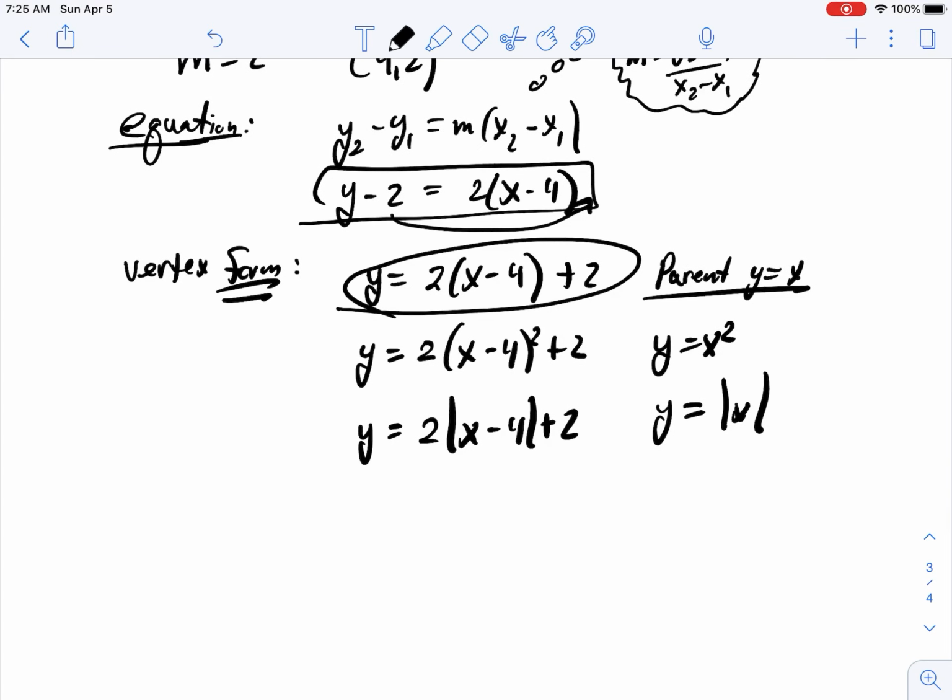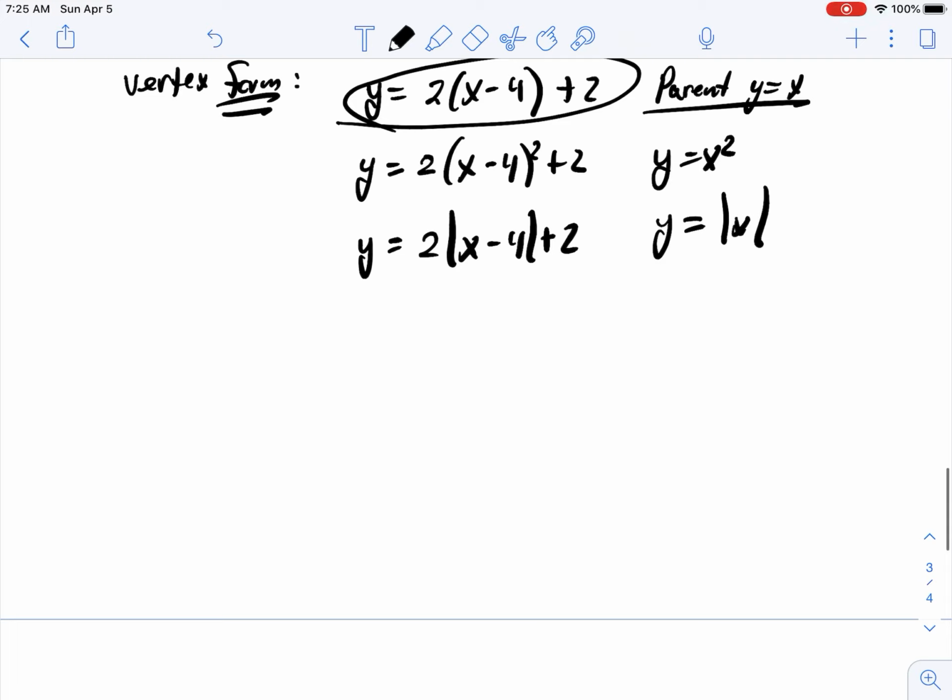But they do have to simplify that into one of the other forms. All right? So, something to think about.